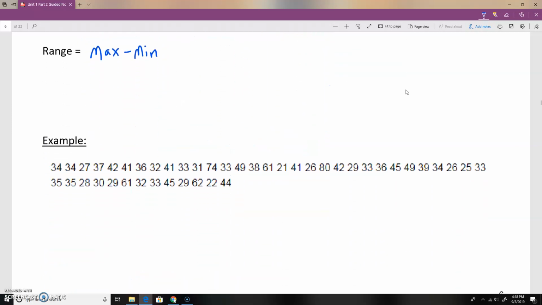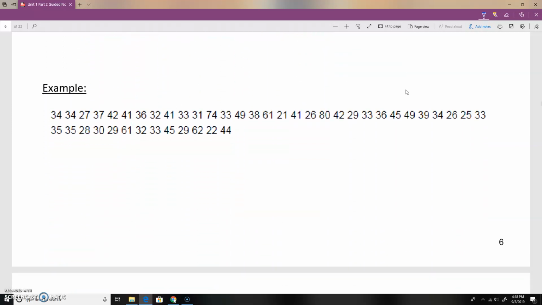All right, let's look at our example down here. You notice we have this big old set of data. Now our max value is going to be equal to our largest value. That's going to be our value of 80. It's the largest value we have in this data set. Our minimum value is going to be the smallest value in this data set, and that's going to be our value of 21. So simply to find the range, it's very simple. You just do our maximum value minus our minimum value, which gives us an answer of 59 for our range.